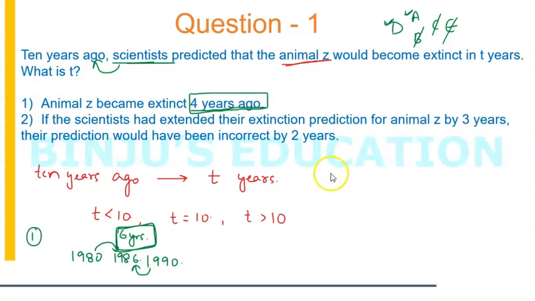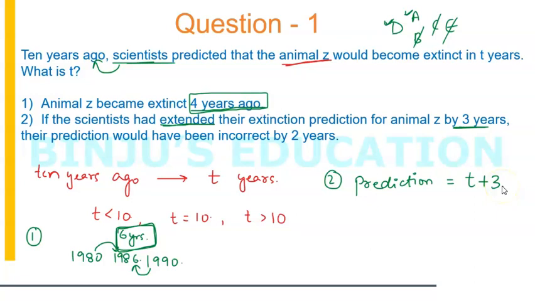Now the second statement is: if the scientists had extended their extinction prediction for animal Z by 3 years, their prediction would have been incorrect by 2 years. So if they had extended their prediction for animal Z by 3 years, their prediction would have been incorrect by 2 years. Now when it says that they had extended their prediction by 3 years, that means their prediction is T plus 3.